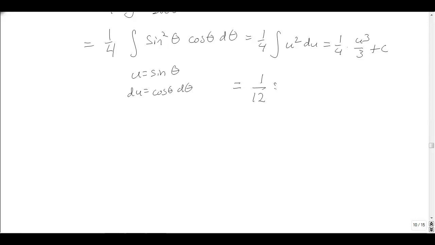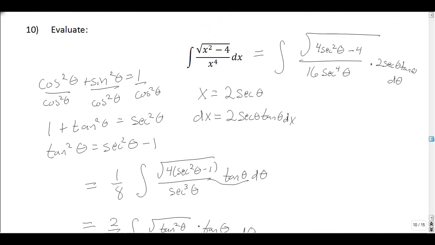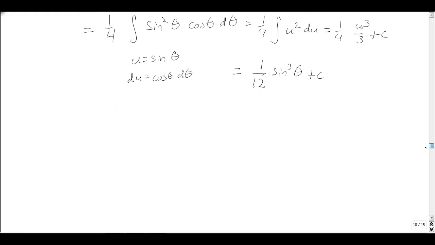U cubed, that's sine cubed theta. And then sine theta, I need to convert back to x's. So we had, let's see, our original substitution was x equals 2 secant theta. So let's work on that. x equals 2 secant theta. We need to figure out what sine theta is. So this I'm going to rewrite as x over 2 equals secant theta. Note, this is the same thing as cos theta is 2 over x.